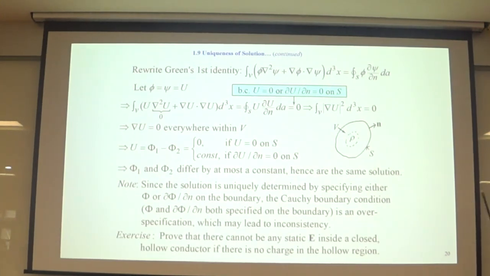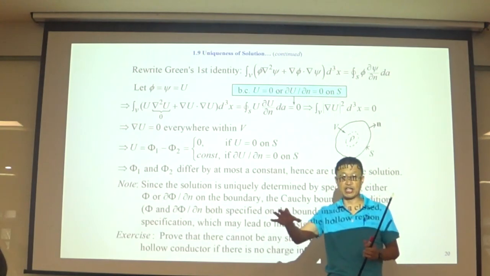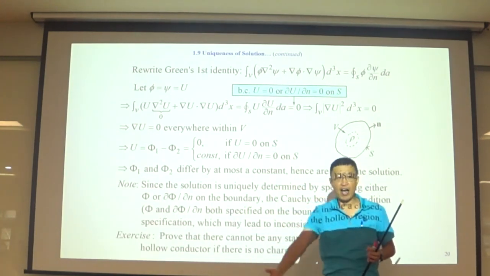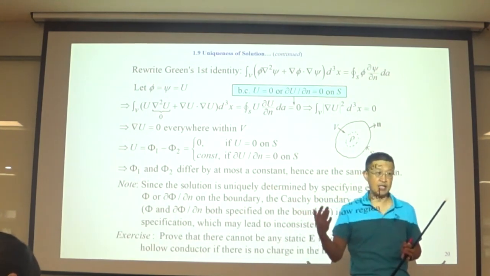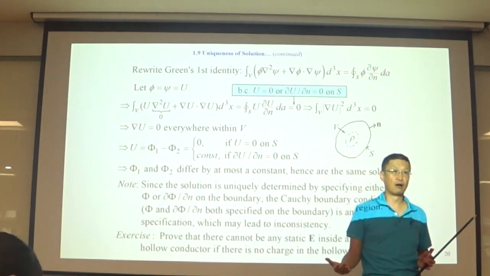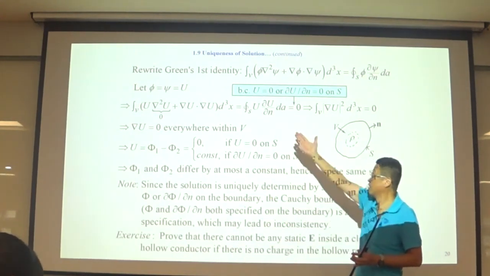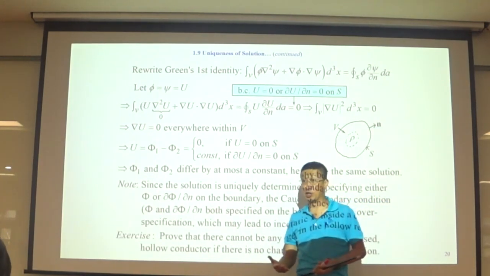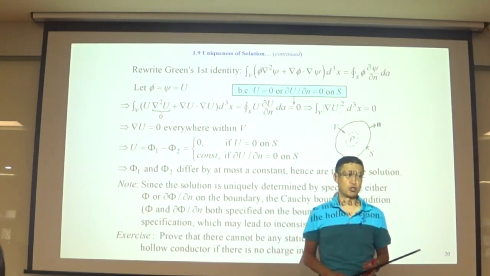So we don't have to worry: if a function satisfies Poisson's equation in a space and satisfies the boundary condition, then it is the only solution. Don't worry, just satisfy Poisson's equation and the boundary condition. Then it will be the only solution.